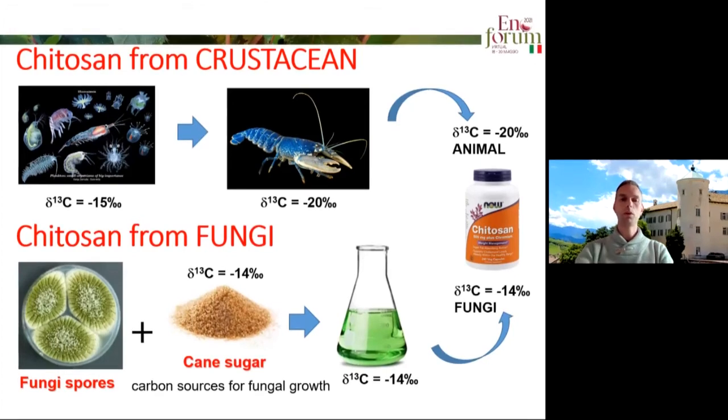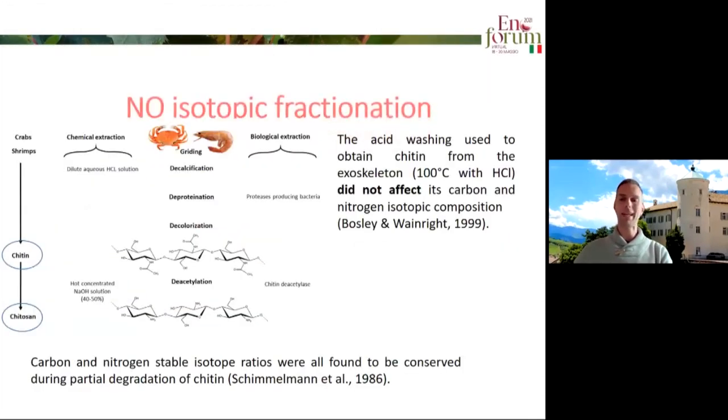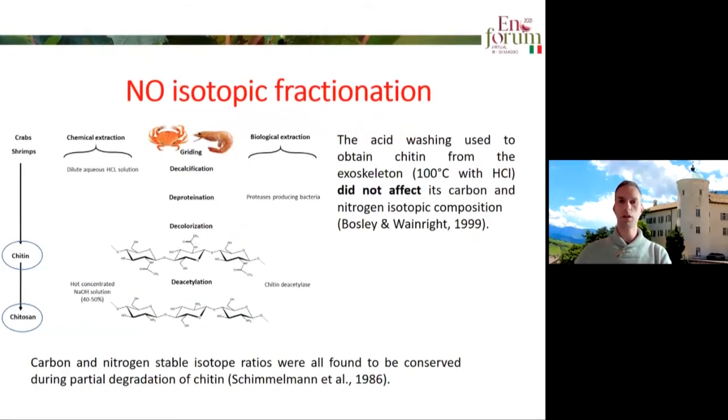Then chitosan from fungi is obtained from the fermentation in a broth, which includes cane sugar, and that is a C4 plant. So the characteristic value is that of carbon-13. There we expected a much less negative value for chitosan.